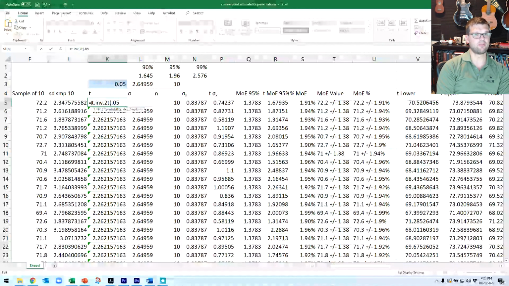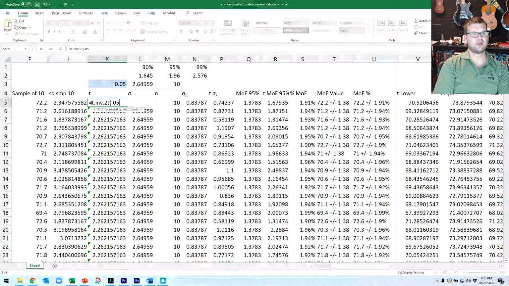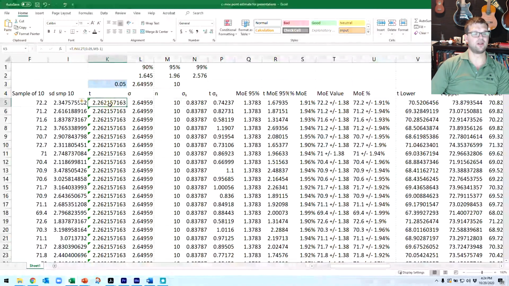But because it asks for the probability, what it's asking for is the probability of it being beyond those values. If you ask for the alpha, you're asking for the probability of it being within those values. But right there it says probability, and then the degrees of freedom is going to be the number of observations minus 1. Okay. And so that's going to give you the t-score, and it's going to be much more accurate, and it's also going to be very quick.